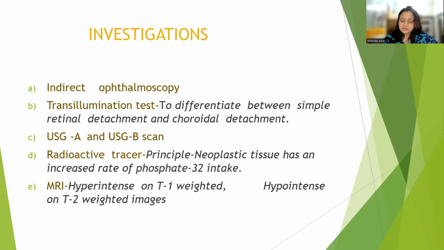The transillumination test will be positive in retinal detachment, as there is only subretinal fluid in the retinal layer, and in choroidal detachment it will be negative, as there is a mass inside. In the USG A scan and B scan, in the USG B scan we can see the characteristic feature of choroidal melanoma, that is the collar stud appearance. We can see a globular mass in the choroidal layer.